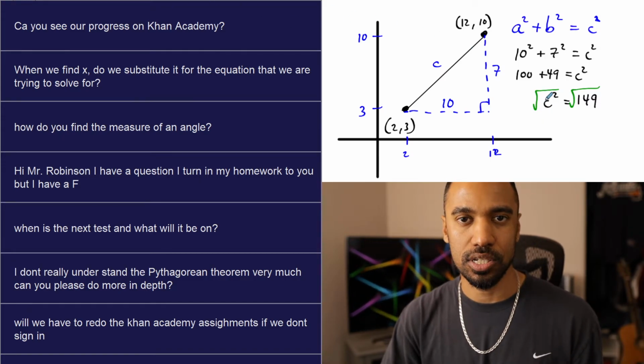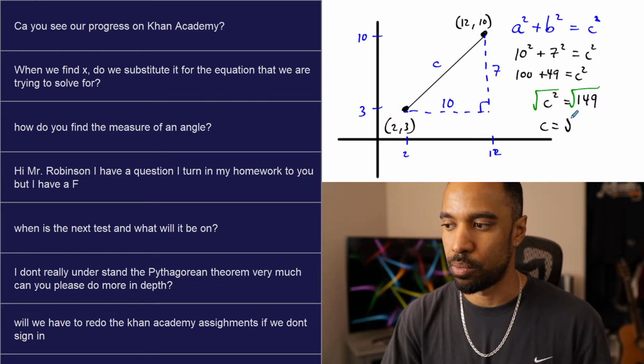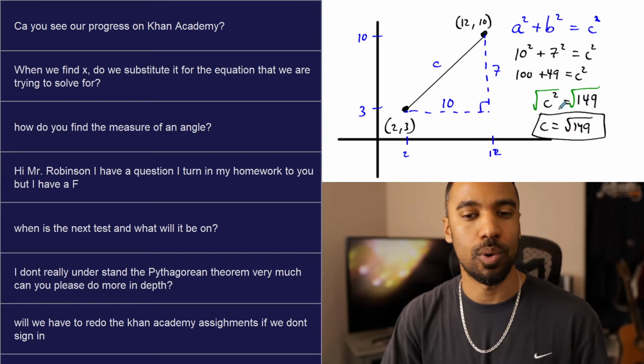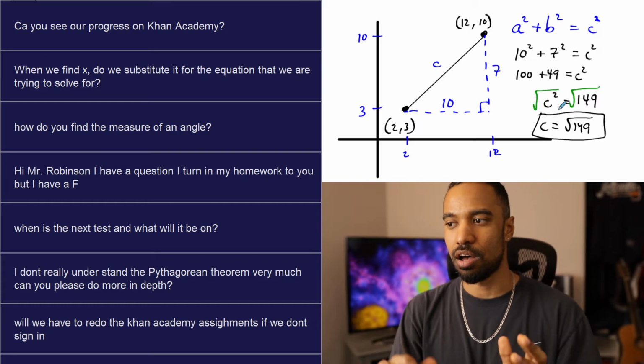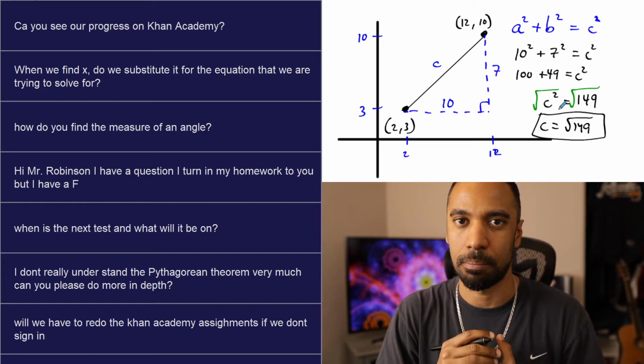In the Khan Academy questions, they give you multiple choice options, and here we're just going to say C equals the square root of 149. Again, it's probably like 12.1 or 12.2 something. It's called an irrational value, but that's how I solve it. I use Pythagorean theorem, and then I take the square root of both sides to finish that problem off.